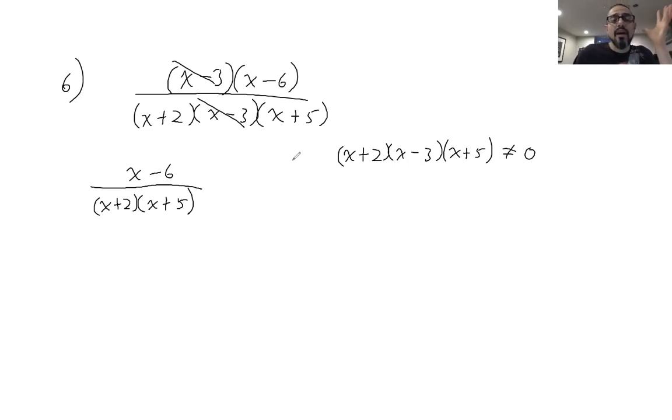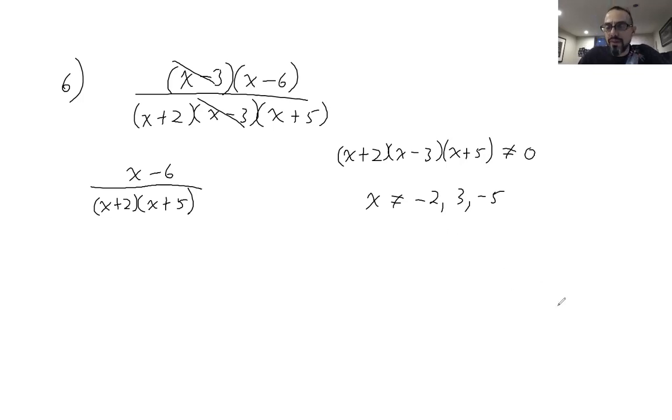But you still have to check the non-permissible values before the cancellation, before you do any manipulation whatsoever. And that goes for any expression in mathematics, okay? You want to make sure you consider what x or the variable cannot be before you proceed further, okay? Okay, so in this example here, x cannot equal -2, 3, and -5, okay?